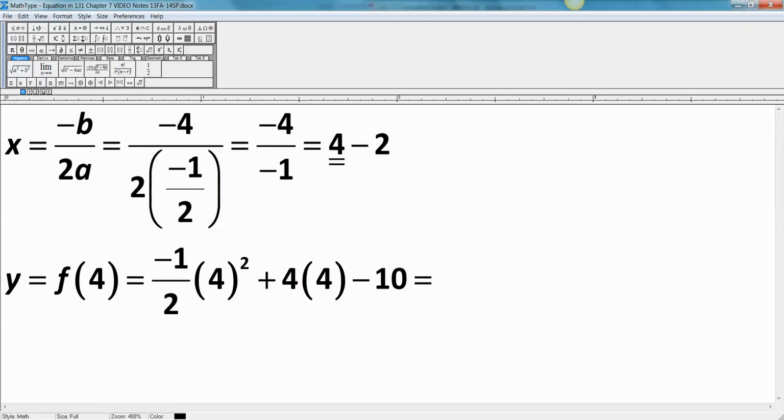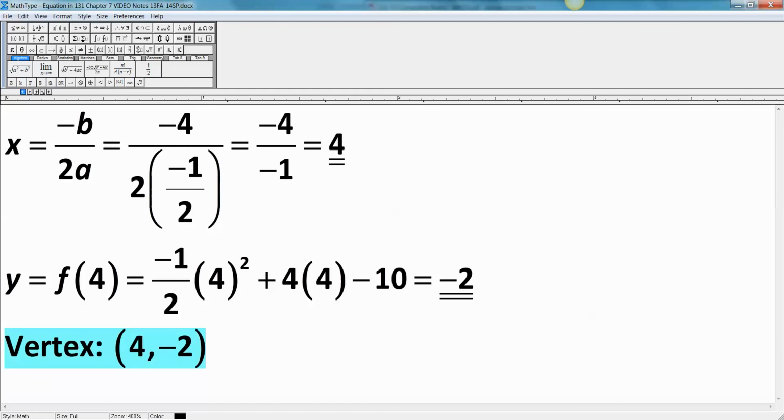All right, so -2, oopsie. There we go, down there. -2, there's our y value. Okay, so now we know the x and the y, then we know the vertex. The vertex is 4, -2. And there we have it. All right, so we found that by hand as requested.